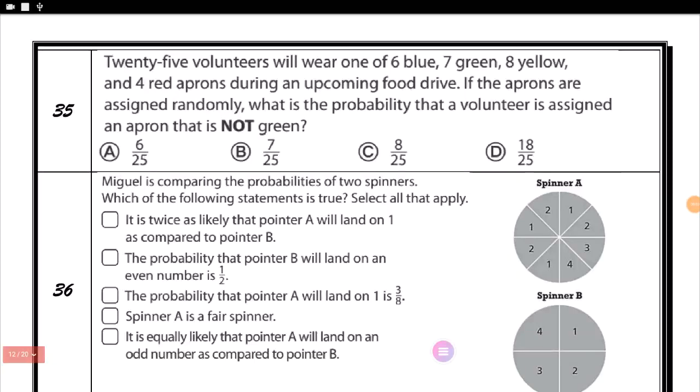Good day, everyone. Today we will continue finishing the revision sheet. Okay, we'll start from problem number 35.